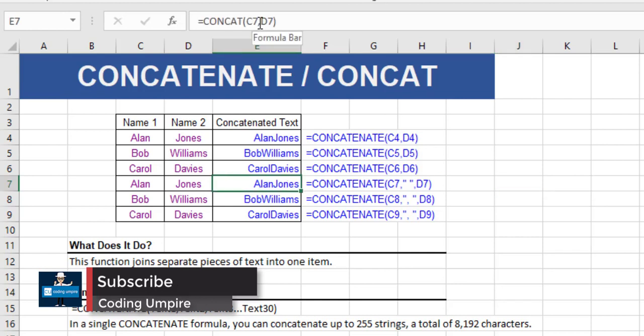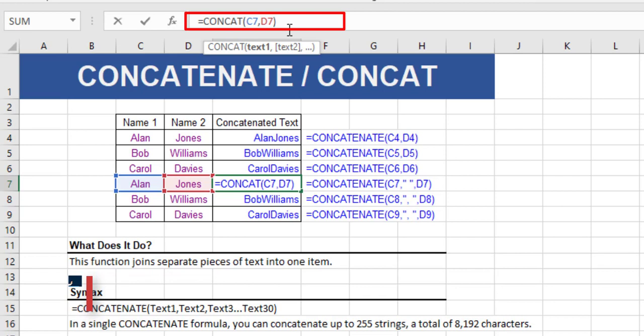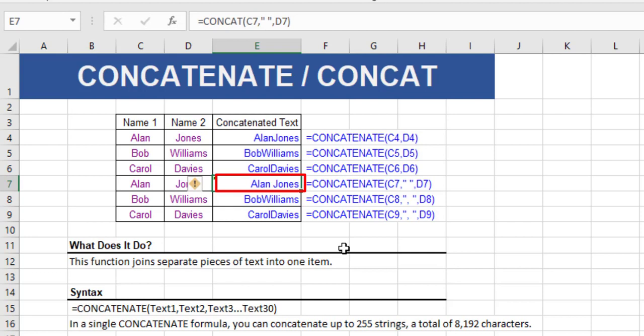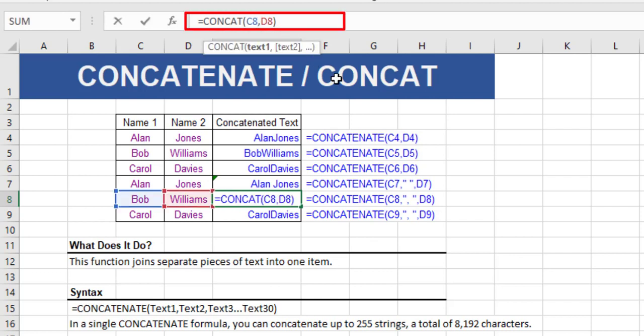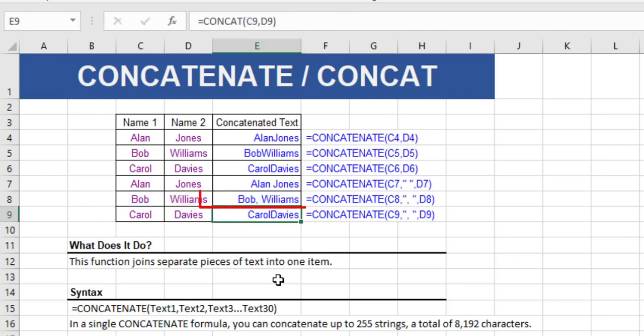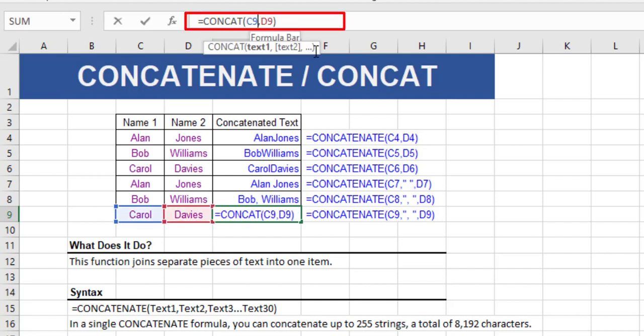Concatenating two cells with a space. Concatenating two cells with a comma. And concatenating two cells with a hyphen.